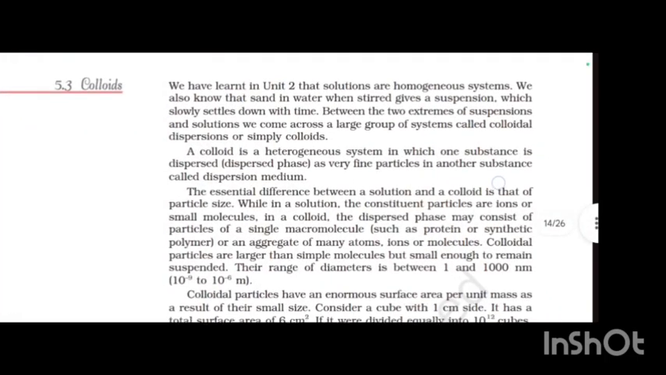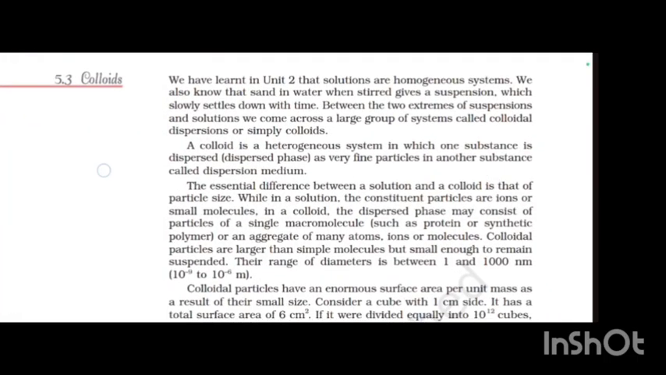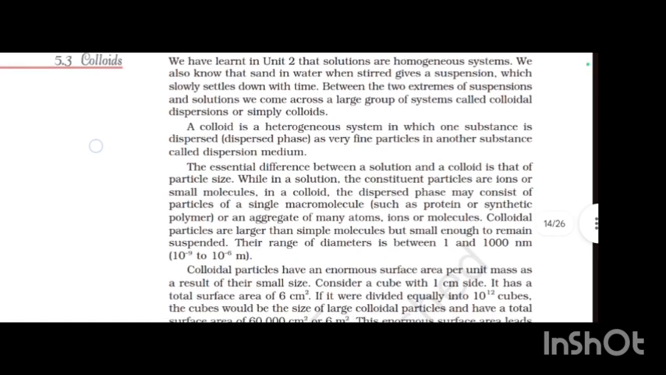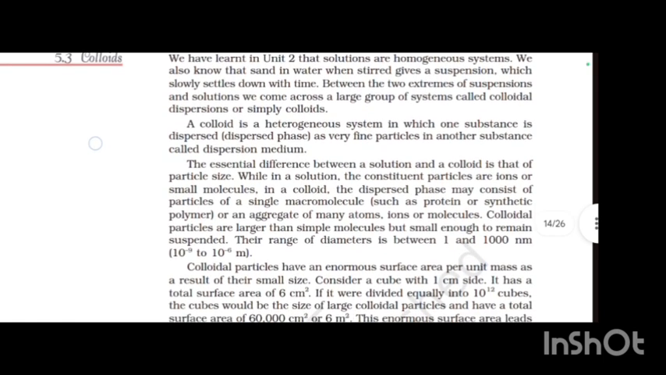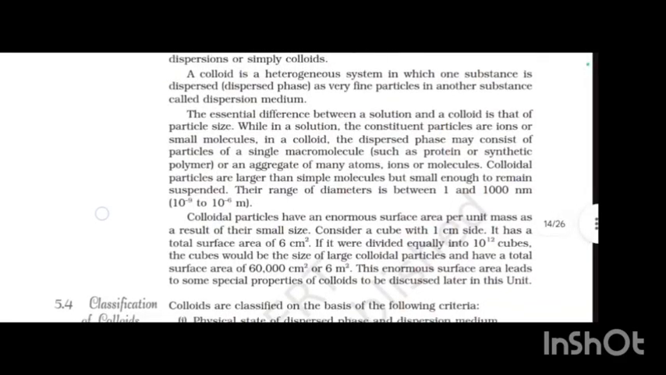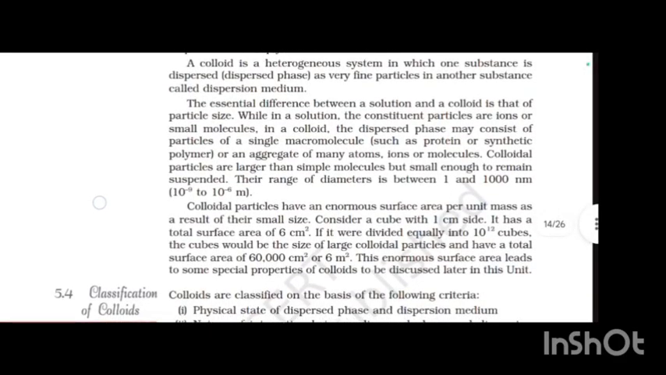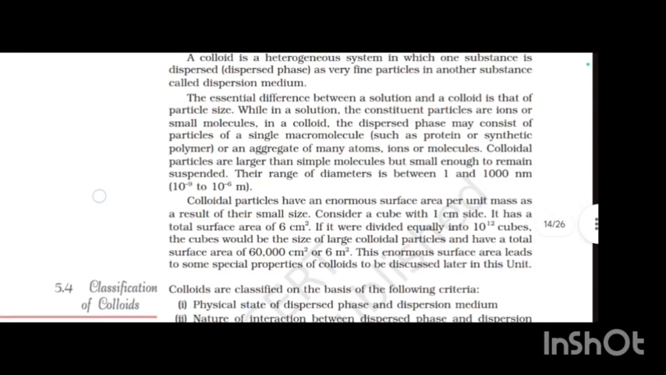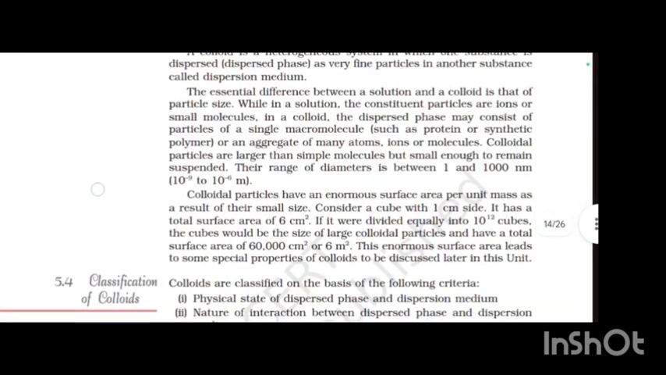Colloids. We have learned in Unit 2 that solutions are homogeneous systems. We also know that sand in water when stirred gives a suspension which slowly settles down with time. Between the two extremes of suspensions and solutions, we come across a large group of systems called colloidal dispersions, or simply colloids. A colloid is a heterogeneous system in which one substance is dispersed phase as very fine particles in another substance called dispersion medium.